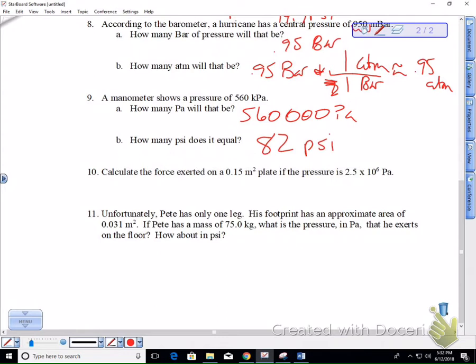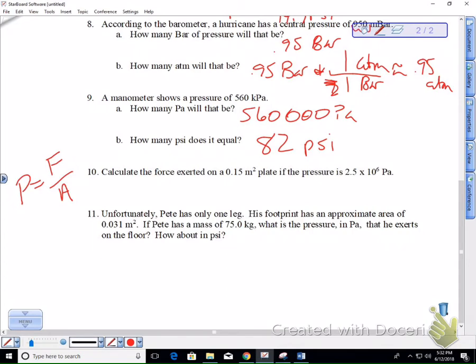Okay, number 10 is a couple of equations. 10 and 11 are a couple of problems where I want you to use P equals F over A for a little enrichment. We won't be seeing a lot of that on the tests and quizzes, but maybe as a bonus or an extra question. Calculate the force exerted on a 0.15 square meter plate if the pressure is given.